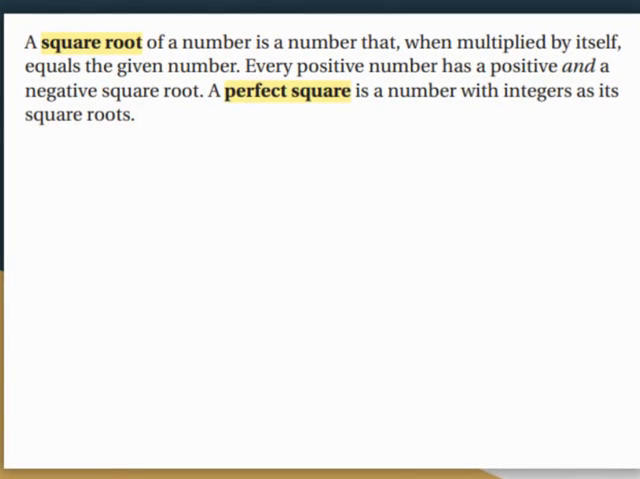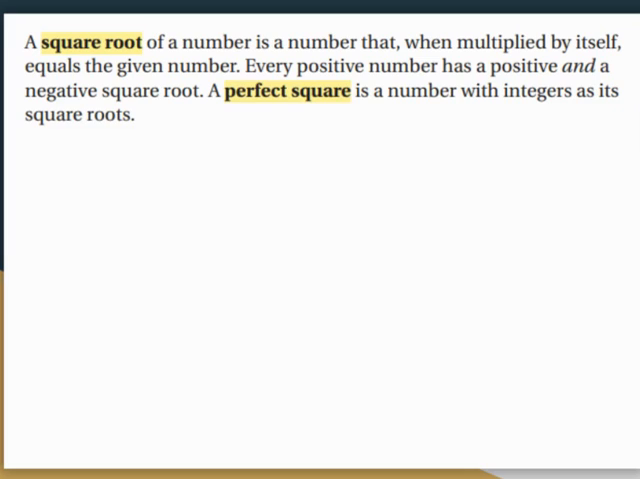Chapter 7 is about real numbers and the Pythagorean theorem. So we're going to talk first about square roots and perfect squares. A square root of a number is a number that, when you multiply it by itself, equals the given number. That sounds confusing, but I'll explain it in a minute.